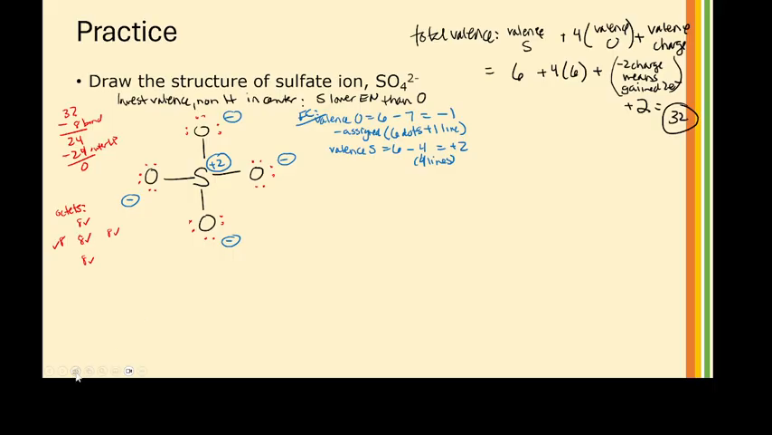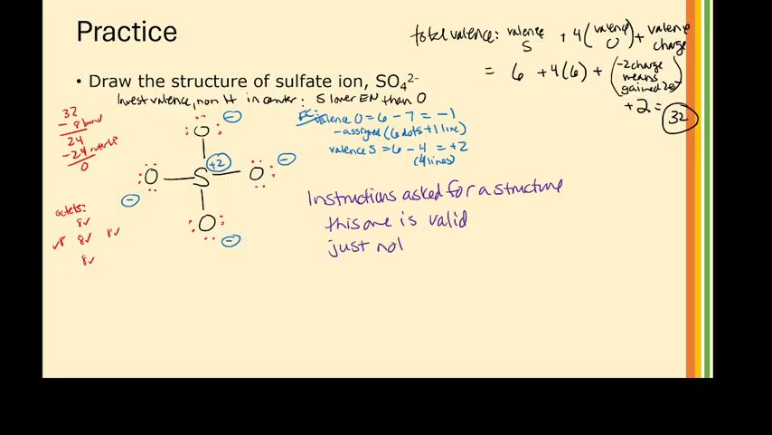It didn't say in the instructions to find the best, it asked for a structure. This one is valid, just not best.